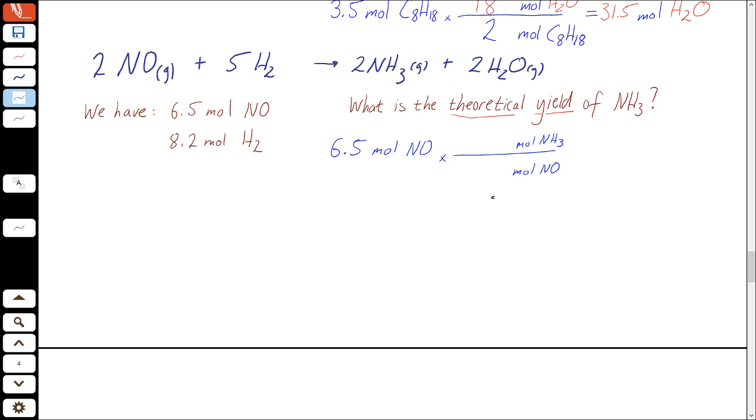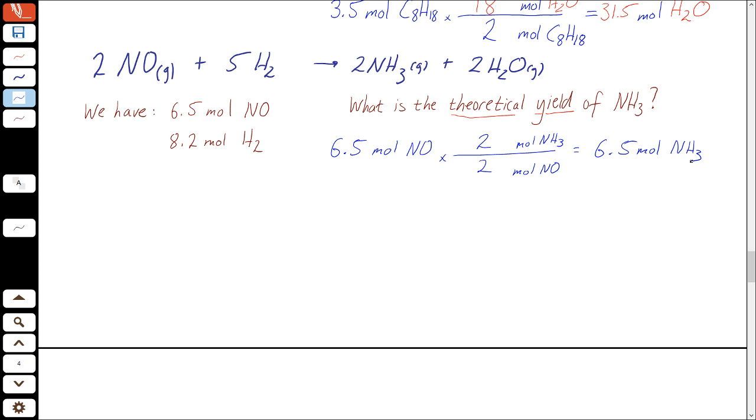What numbers should I use for that conversion factor? 2 and 2, because those are the numbers from the equation. All right, so that's easy enough. So for every 6.5 moles of NO, we should make 6.5 moles of NH3. It's always a good idea to look back at those numbers and make sure that actually makes sense. And it does, because there's a 2 in front of each of them, so 2 of these should make 2 of these. That makes sense.